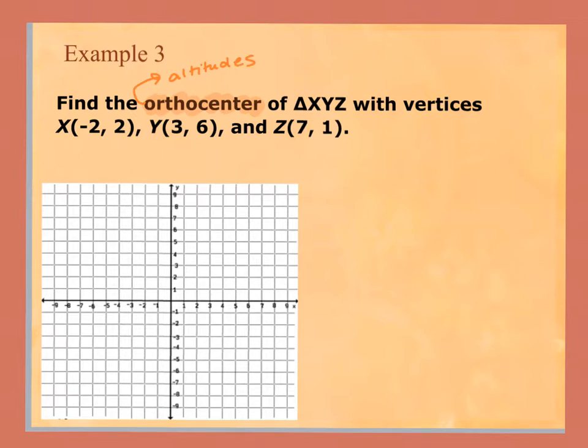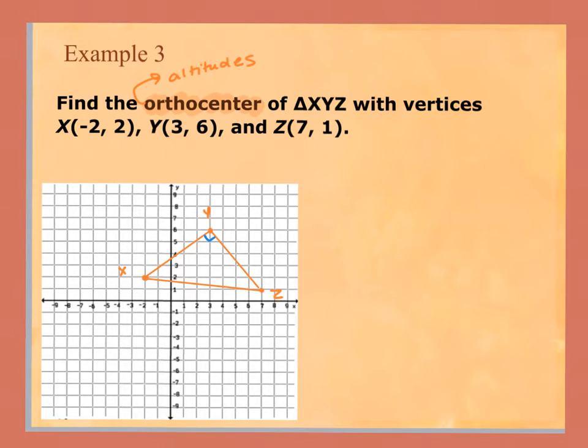So the first thing I'm going to do is plot these points. X is (-2, 2). Y is (3, 6). And Z is (7, 1). And then I'll connect these points. So I know I need to find where each side connects to the opposite side at a right angle. What does look true about this triangle is that it looks like right here is a right angle.